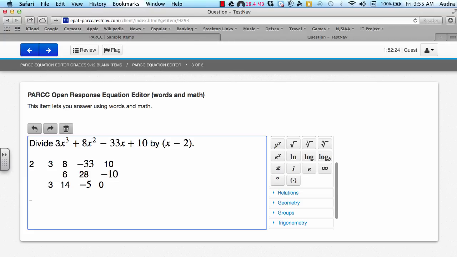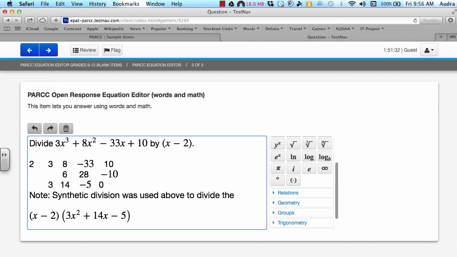So therefore, what we just showed with the synthetic division is that we would have x minus 2 times 3x to the second plus 14x minus 5. And then also write a note to your grader. Synthetic division was used above to divide the polynomial by its factor.